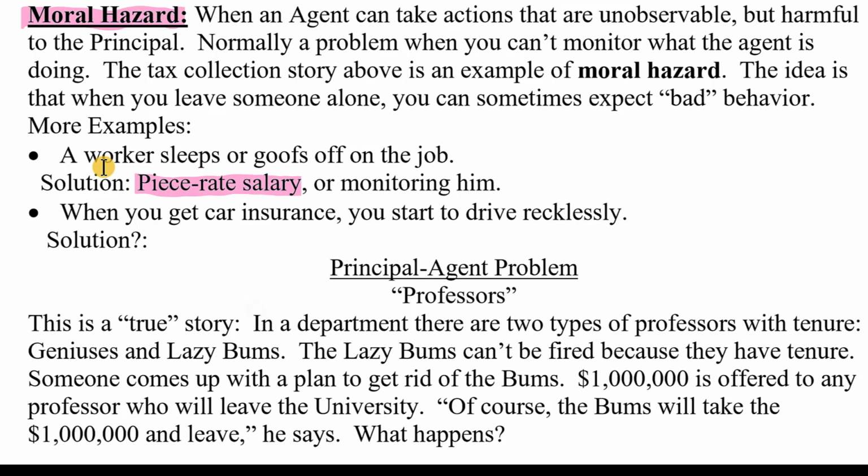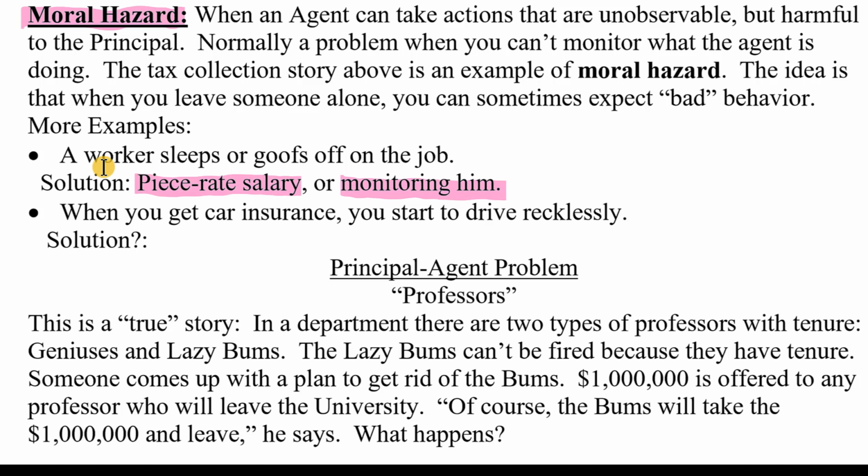You pay them per contract they get signed or something like that. Another solution, figure out a way to watch the people, like the monitors that the tax collector had watching them to make sure that they were being honest. Or if you're the boss or if you're the manager of a company, go check on your employees. Make sure that they're doing the things that they should be doing.